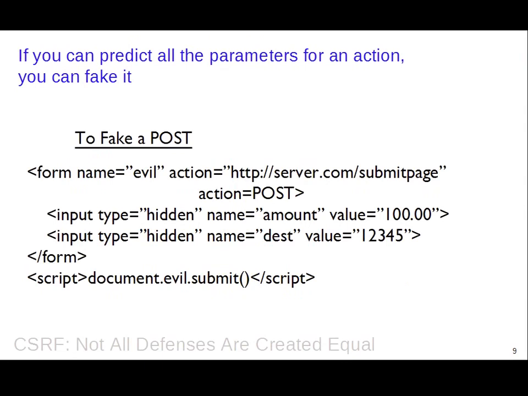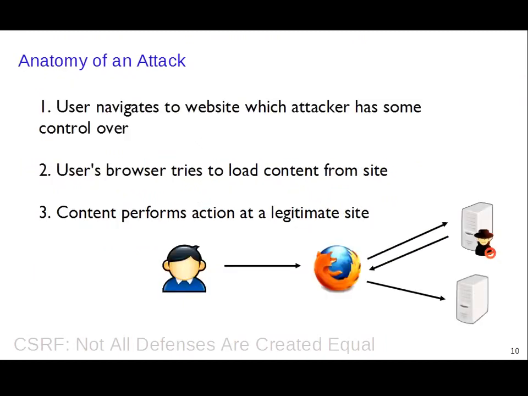So again, going back to the same example, if I want to submit a form to this submit page using a POST, with these variables having these parameters, I create the form, I put in the values, and then I just do script, document dot whatever the form name is dot submit. As soon as someone's browser loads this page, their browser will generate that form and submit it off to the legitimate server. That's how a CSRF attack, cross-site request forgery attack, works.